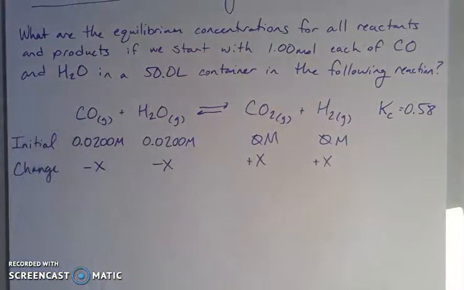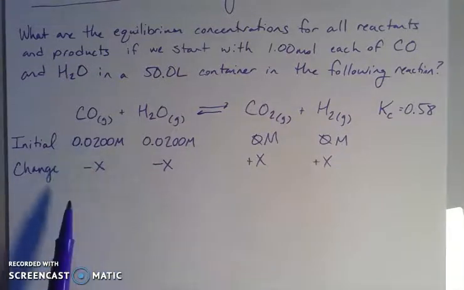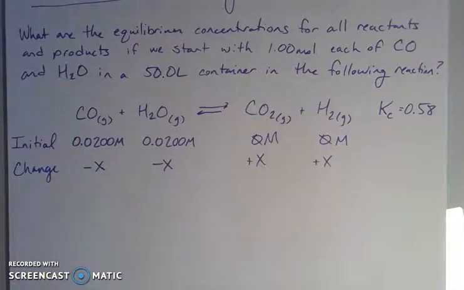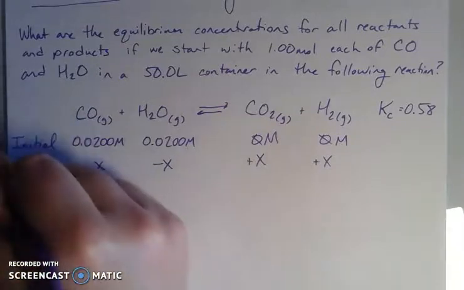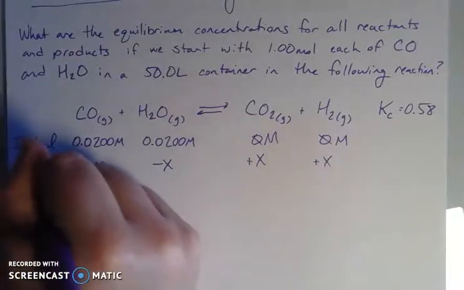If I had different coefficients here, that would change my X values, but because everything is 1, it's a nice and easy change. Reactants were going down, products were going up by these equal proportions. Okay, so now we have our initial, we have our change, and at equilibrium, it's going to be the sum of these two values.